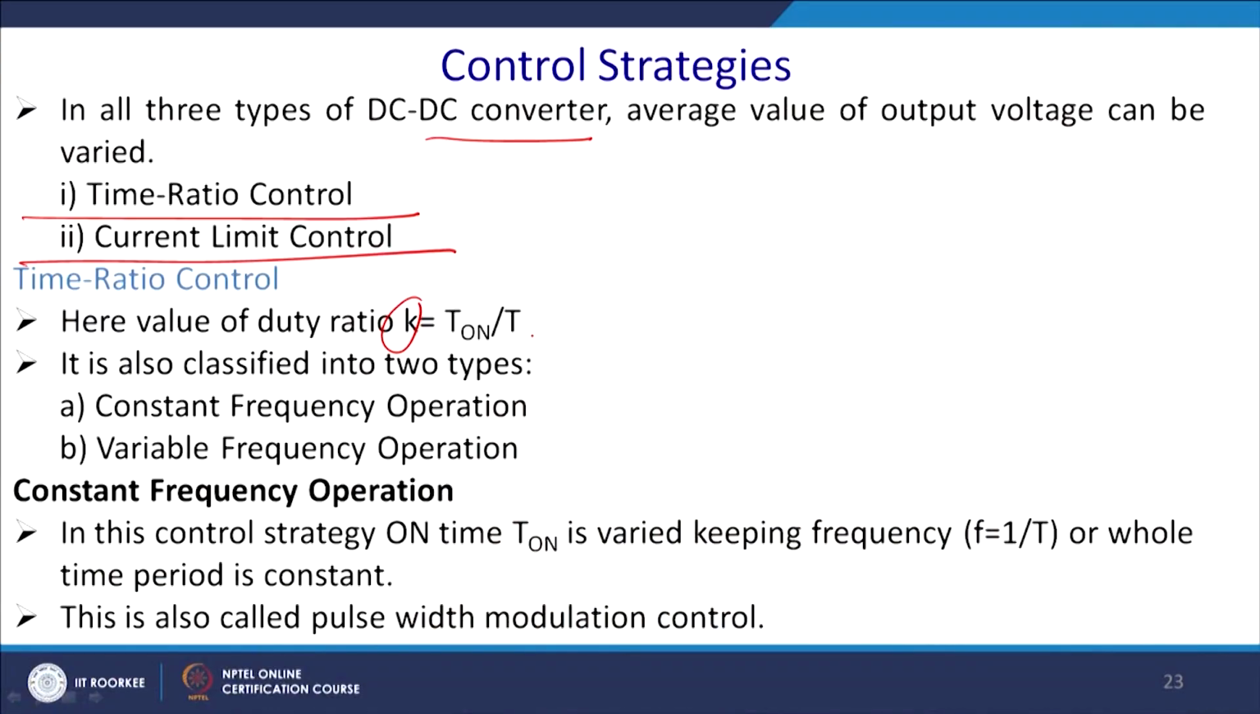So, our assumption is quite simple: load current is continuous. We shall discuss the other case later, and otherwise we will state that it is a discontinuous mode of operation. Here the value of the duty ratio k equals T on by T, and we have derived this expression by taking the continuous load current. It is also classified into 2 types: constant frequency operation and variable frequency operation. In the constant frequency operation, the frequency of the converter remains constant.